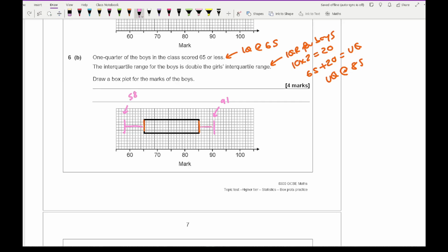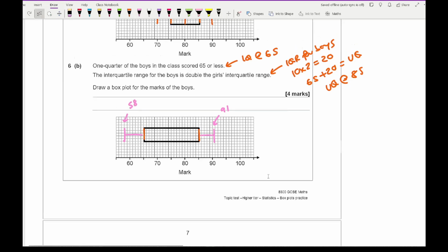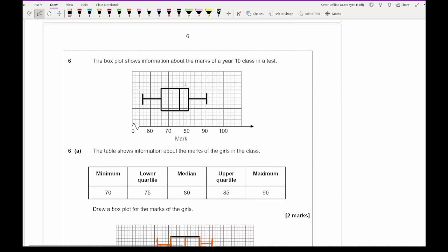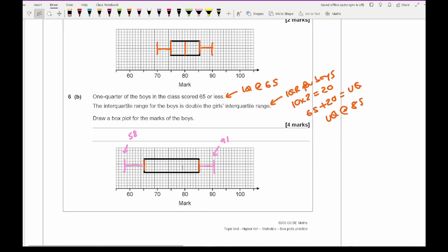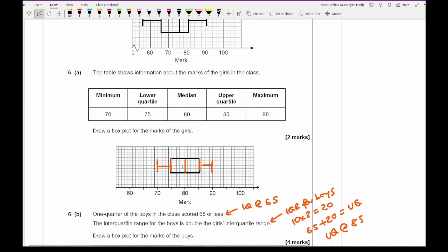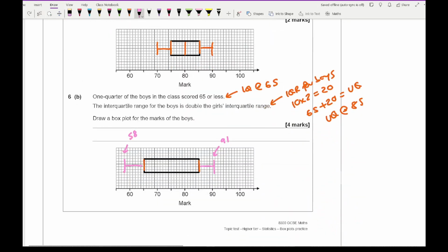So the next thing that's left for me to do is decide where the median is going to be. Now, the class average was 78. The girl average was 80, which means that the boys must have dragged that class average down. So that means that the average needs to be definitely less than 80. So anywhere less than 80.